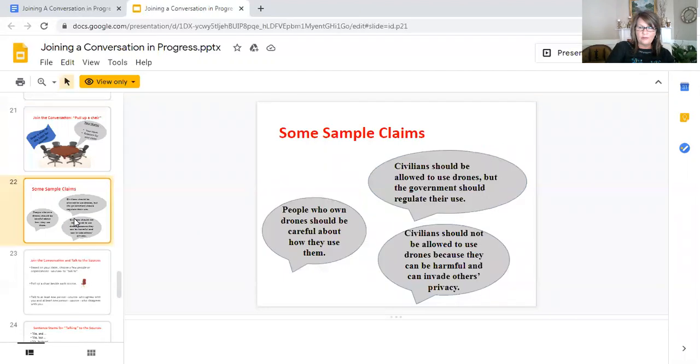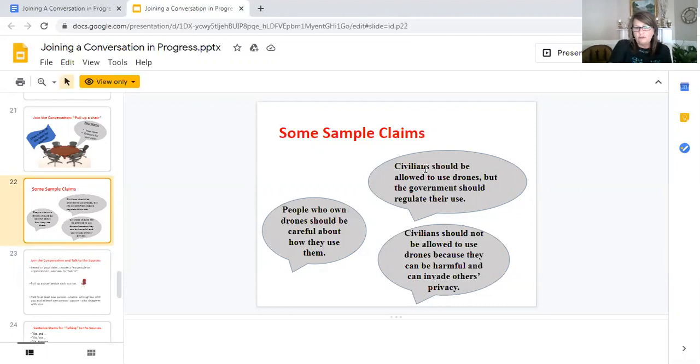So here are some sample claims. People who own drones should be careful about how they use them. I could back that up. I could find evidence from the text and back up that claim and forward my argument with that evidence. Here's another one. Civilians should not be allowed to use drones because they can be harmful and can invade others' privacy. I could definitely find lots of evidence for both parts of that claim, harmful and invade others' privacy. There was plenty in the text sets that I could use to support that claim.